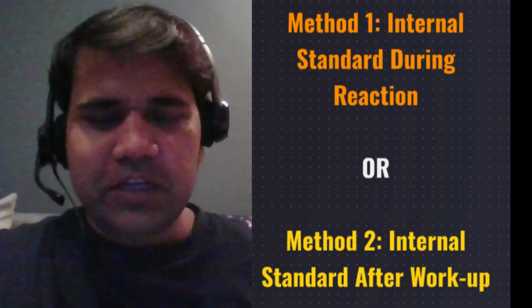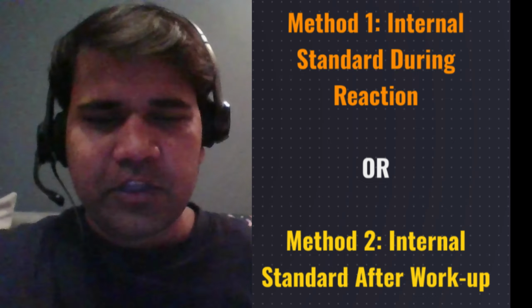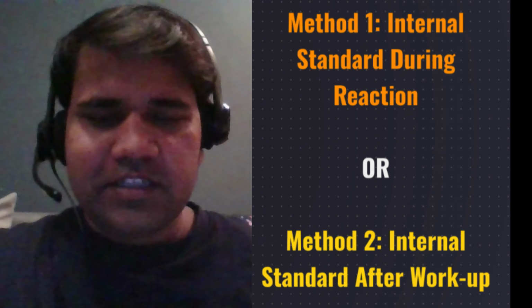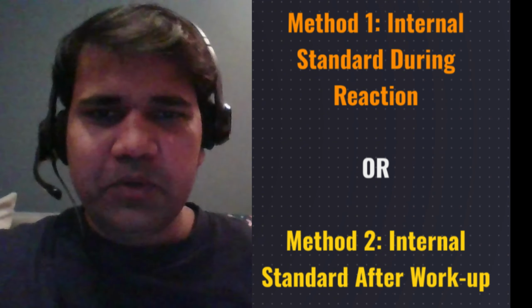Anyway, if you have to calculate the NMR yield for your own reaction, which method would you choose? Adding the internal standard during the reaction or after the workup? Let me know in the comment box.